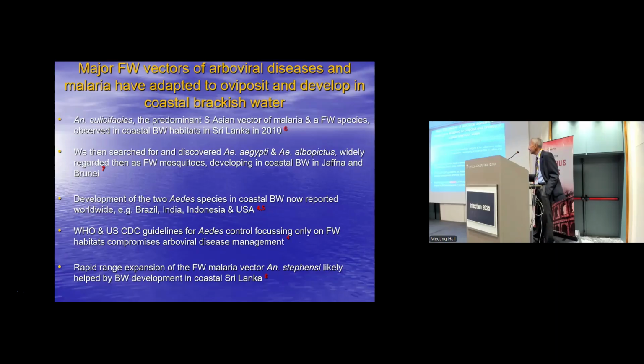Since then, the development of the two Aedes species has been documented in coastal brackish water in countries as far apart as Brazil, India, Indonesia, and the US. So this is a widespread phenomenon. But the WHO and US CDC guidelines for Aedes control, which are followed by most countries in the world and in the Americas, continue to focus only on freshwater habitats, and this compromises arboviral disease management.